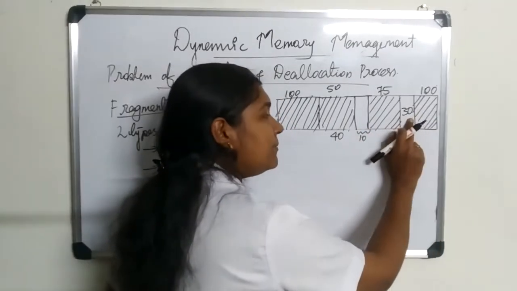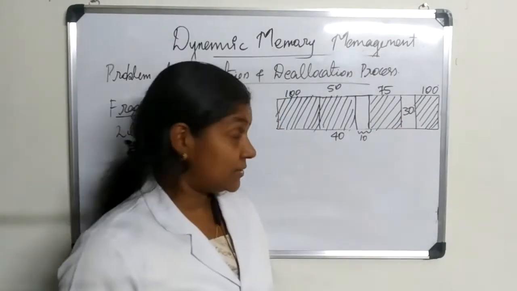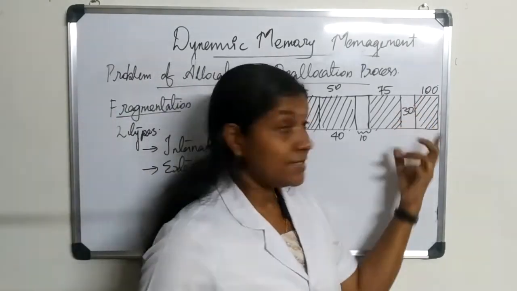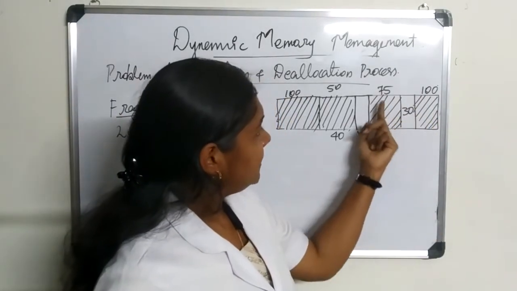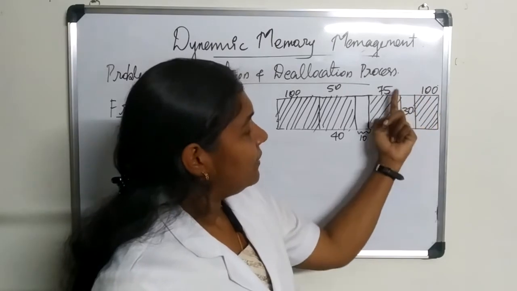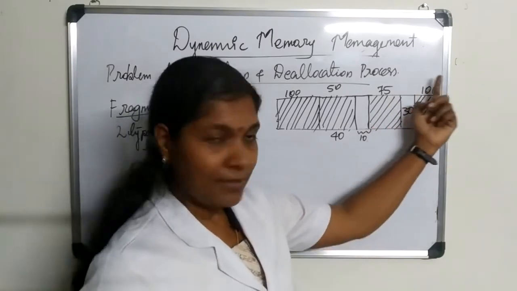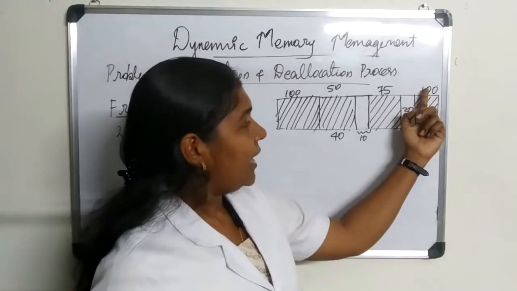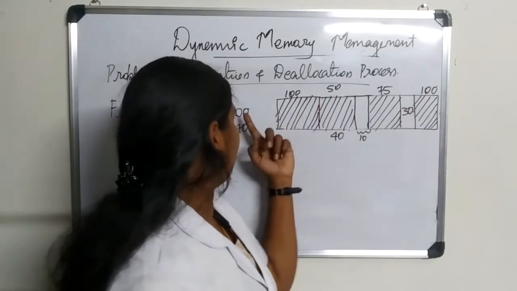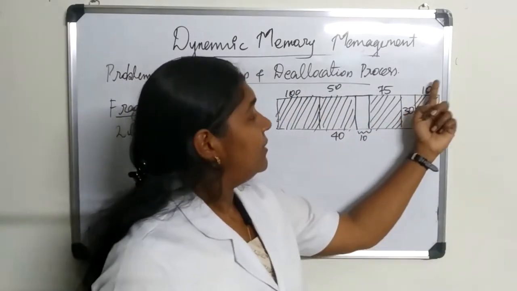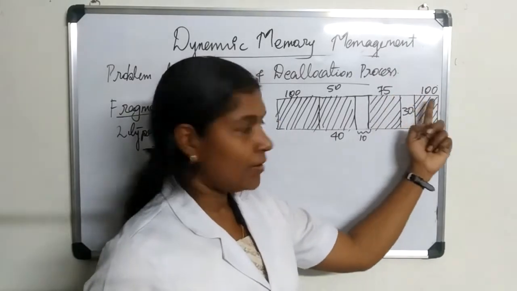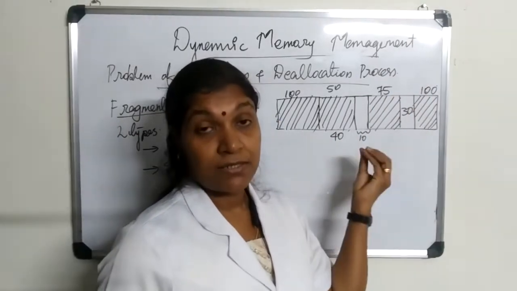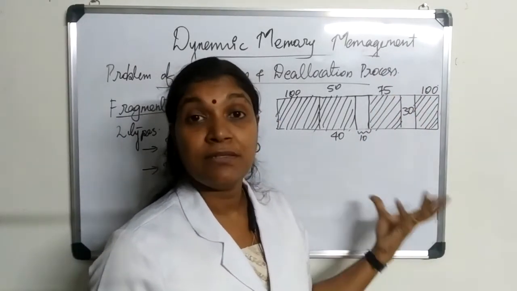A 30 byte residue could also have been created like that. That is, there would be 100 plus 30, 130 bytes of free memory space, and a request of 100 would have come. Then by allocating the 100 byte block, the remaining 30 bytes of memory becomes the residue.